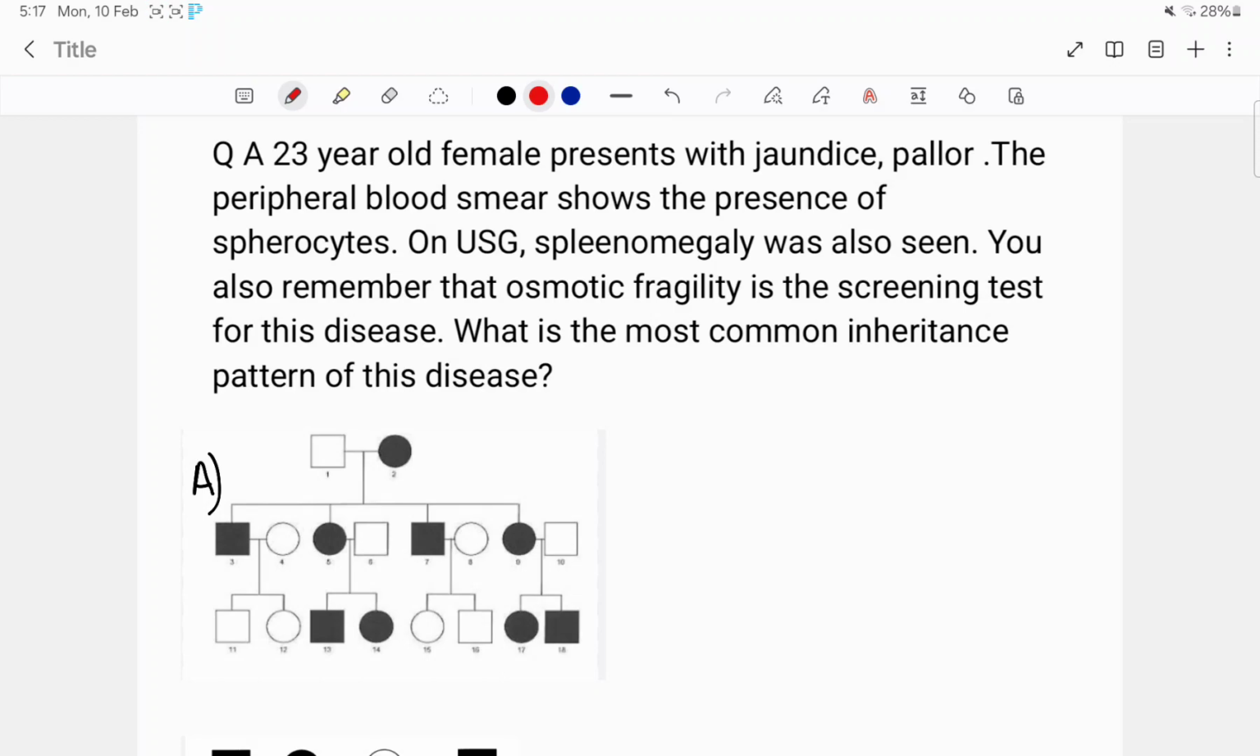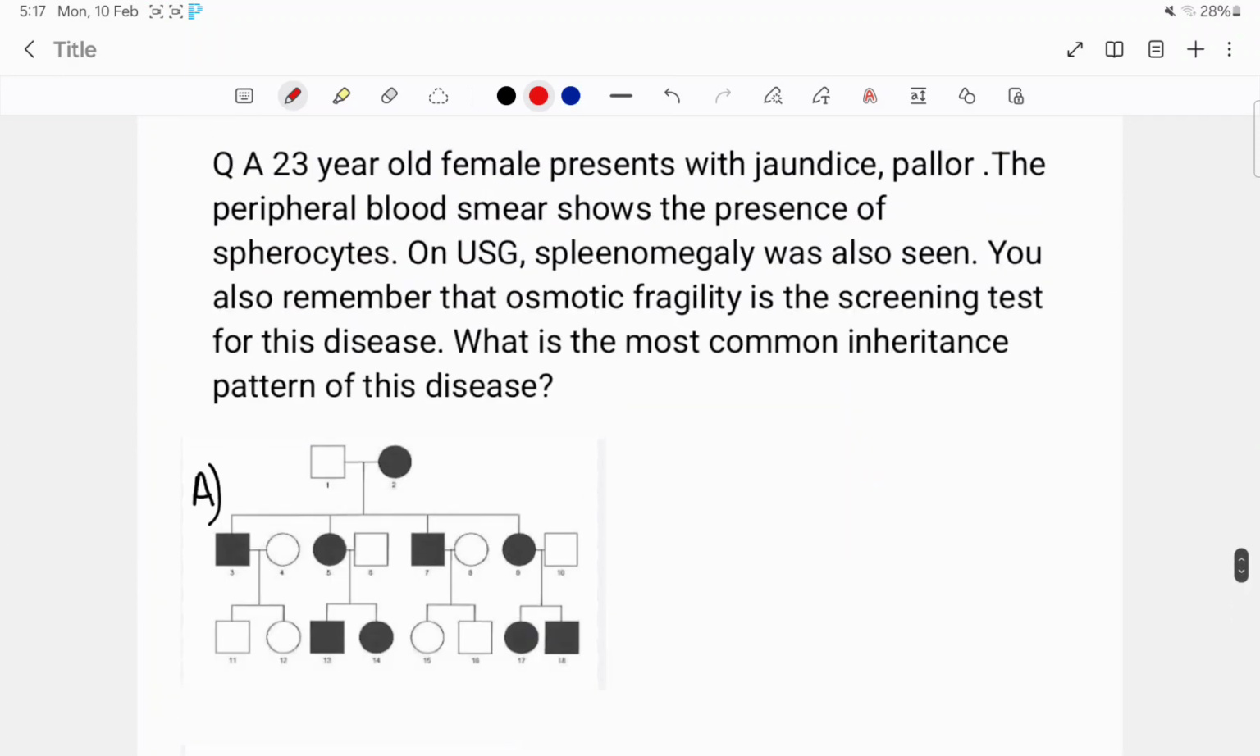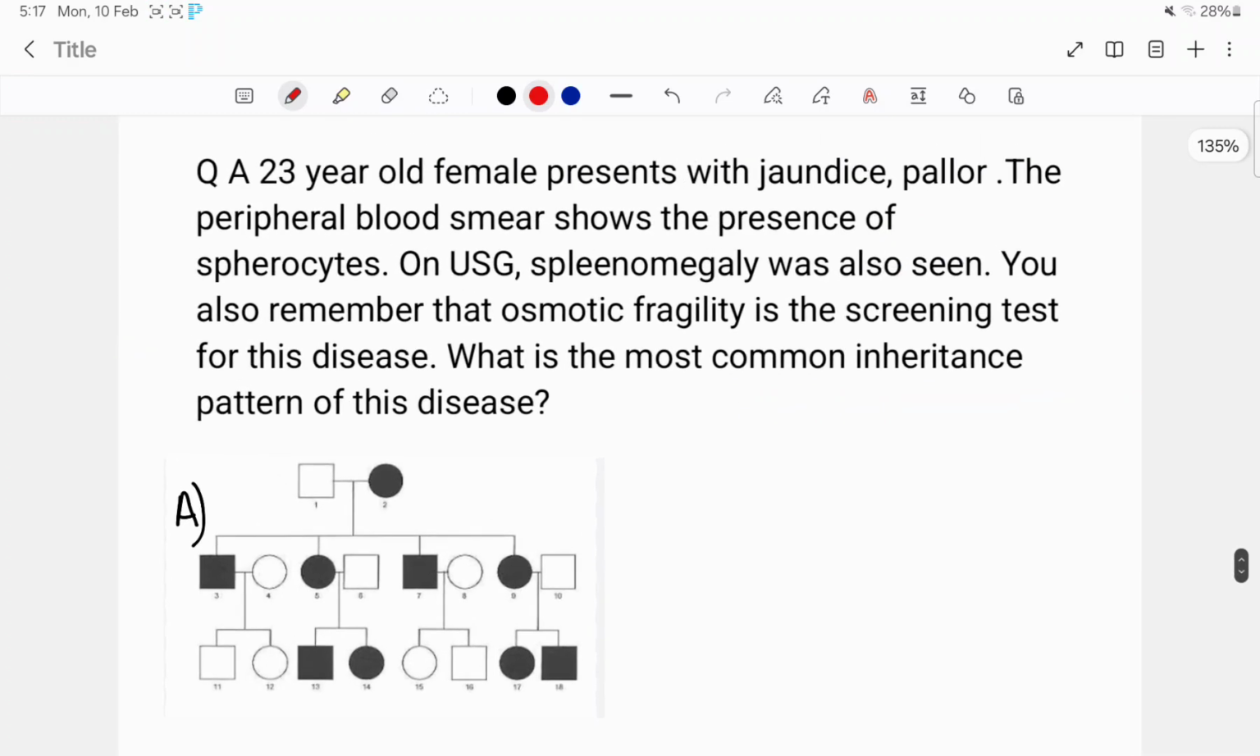So, in this question, first you have to identify the disease, then you have to know its inheritance pattern, and then you have to know the pedigree. Which pedigree will it fall into? So, this is a three-step question. If the same question comes in your exam, start highlighting the keywords: jaundice, pallor, spherocytes seen on blood smear, osmotic fragility is a screening test for this disease. So, spherocytes give away the diagnosis.